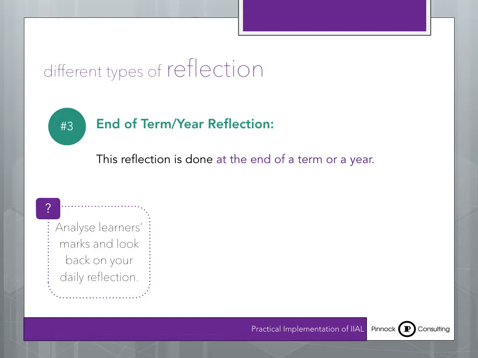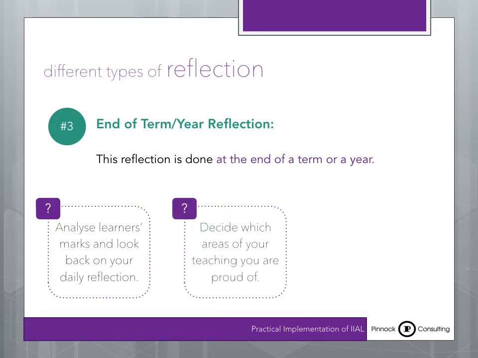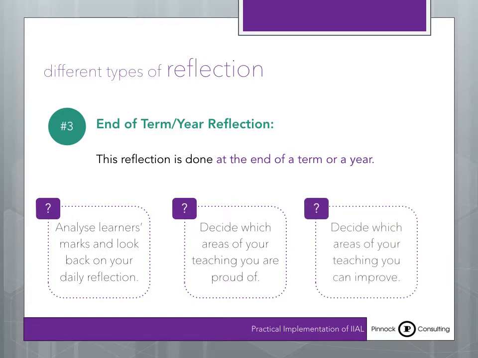If learners didn't perform well, then it's also important to look at your daily reflection to see what areas you struggled with and where you need to improve in possibly your teaching or your planning of the lesson to help the learners. You also need to decide on areas that you are proud of. Perhaps there was an area that you thought learners would struggle with and you implemented an effective teaching strategy that really got through to the learners, and you should be proud of that. You really should. Then you need to decide on which areas of your teaching you can improve. And this you can find through your daily reflection and your skill reflection.